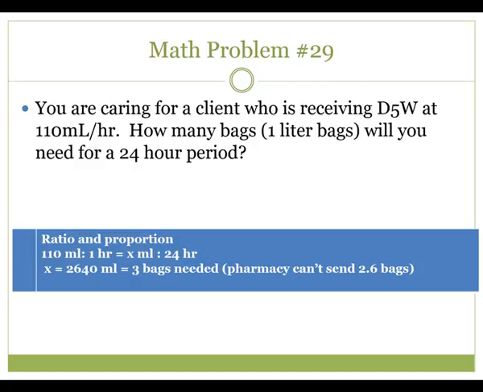You're caring for a client who's receiving D5W at 110 mils an hour. How many bags? Once again, 1 liter bags will you need for 24 hours. 110 mils going in 1 hour is the same thing as X mils going in 24 hours. Solve for X, that comes out 2,640 mils is what we need in 24 hours. Well, pharmacy can't send a bag that's 2.6 of a bag, so pharmacy's going to send 3 bags.